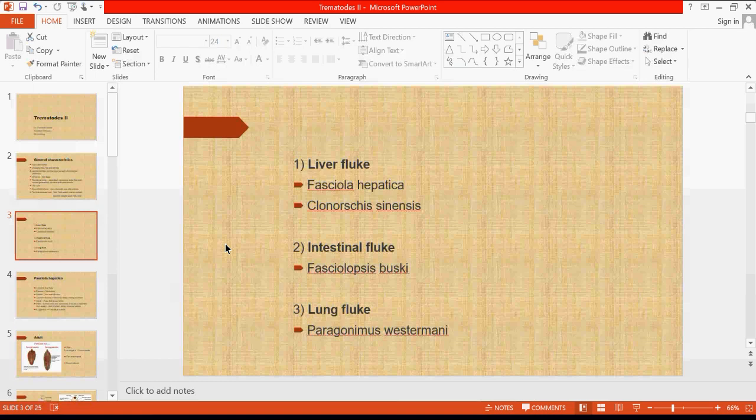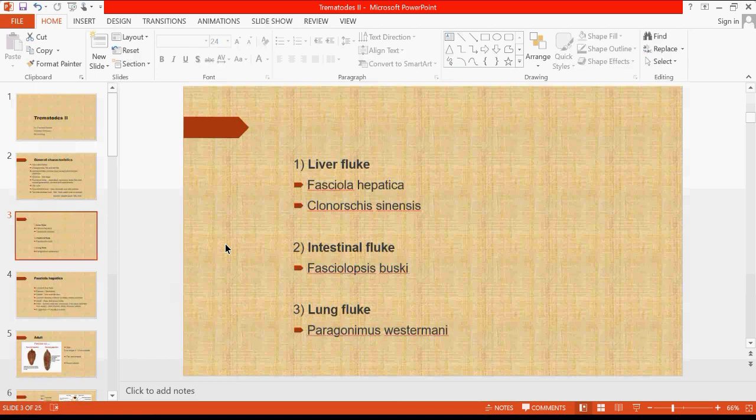Here, what we are going to learn today are the liver flukes, then intestinal flukes, and then lung flukes. In the liver flukes, we are going to see 2 parasites, that is Fasciola hepatica and Clonorchis sinensis. In the intestinal flukes, we are going to learn about Fasciolopsis buski, and in the lung flukes we are going to see Paragonimus westermani. These are very difficult words, because it is the first time you have encountered such words. So write them down and revise repeatedly, so you can understand these words immediately.